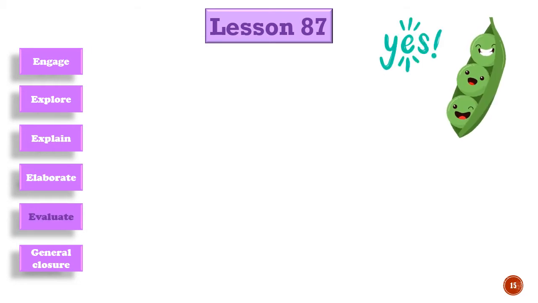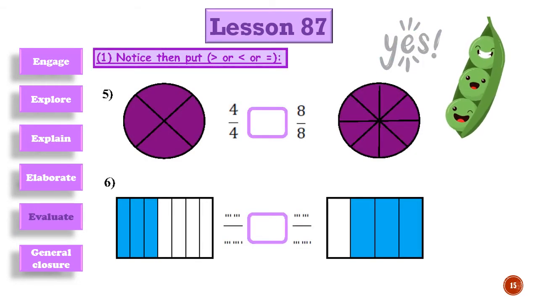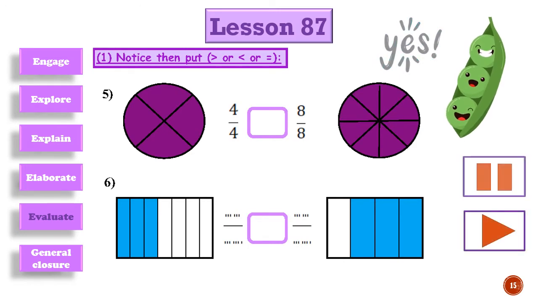Now let's go to evaluate this part. Just press pause, then play to listen to our explanation. Here we have 4 fourths, and here we have 8 eighths. 4 fourths equals 1, and 8 eighths equals 1. Then they are equal. We shade all parts here and all parts here. Okay. Now let's go here.